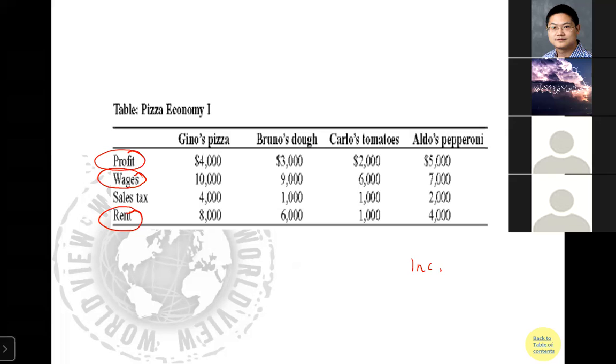One thing you want to be very careful about is sales tax. Sales tax is not an income. Some students may say sales tax is income for the government. But if you consider that as income of government, then you must subtract the sales tax from either the profit or wage or rent, whoever paid the tax. Otherwise, you're going to have double counting. That's the only thing I want to emphasize. You're going to see a similar problem in your homework assignment.